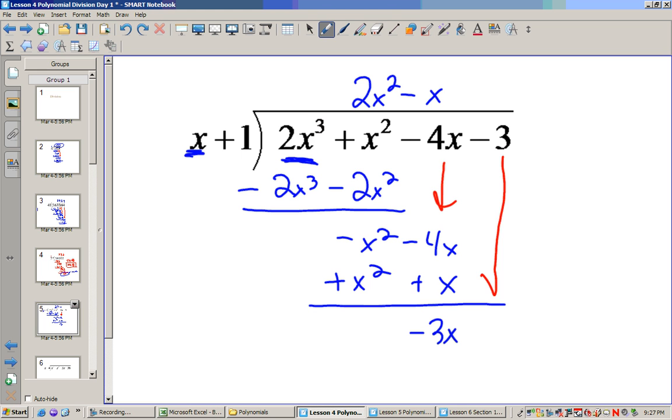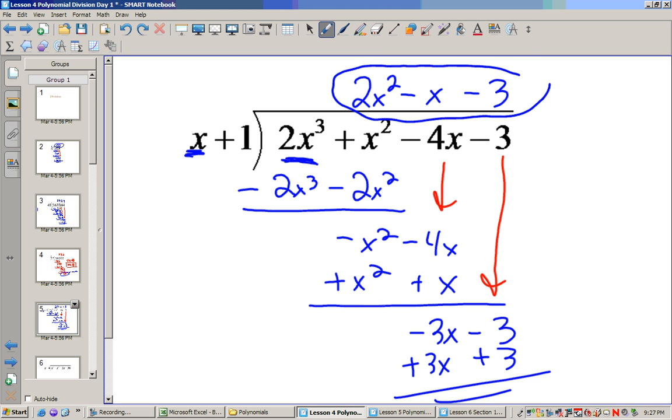Now we drop down the negative 3, or subtracting 3. And so what times x gives us negative 3x? That would be a negative 3. Now we multiply it out, negative 3x minus 3. And when we subtract, subtracting a negative turns to a positive, and there's no remainder. So this is our quotient. Our quotient is our answer when we divide.